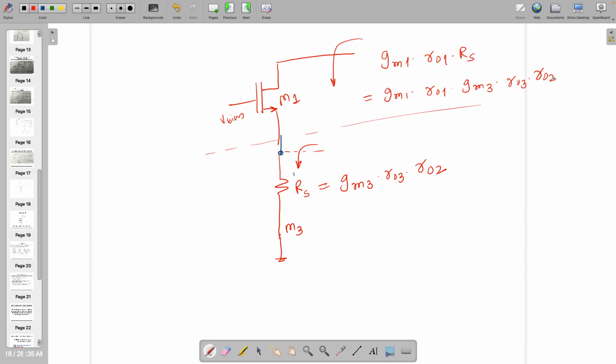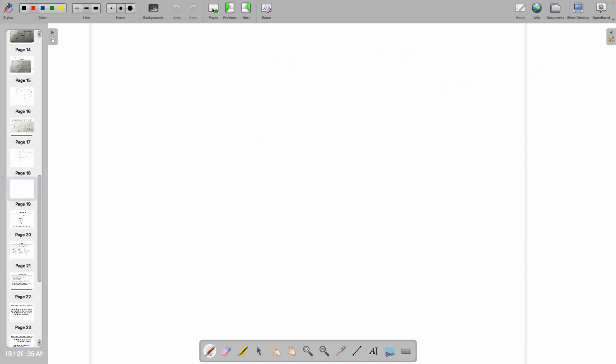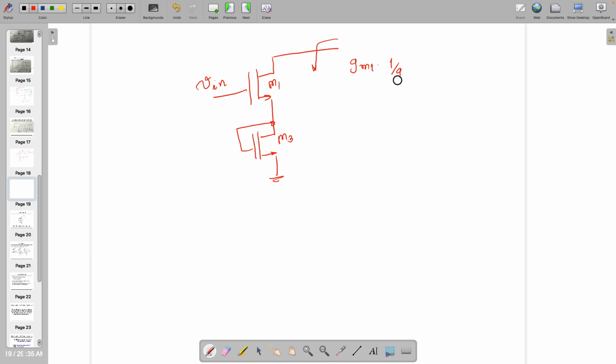Narmit, are you getting what's going on? Okay, just for my satisfaction, Narmit, tell me what is the resistance looking from here? GM1 into 1 by GM3 into RO. Okay, very good.